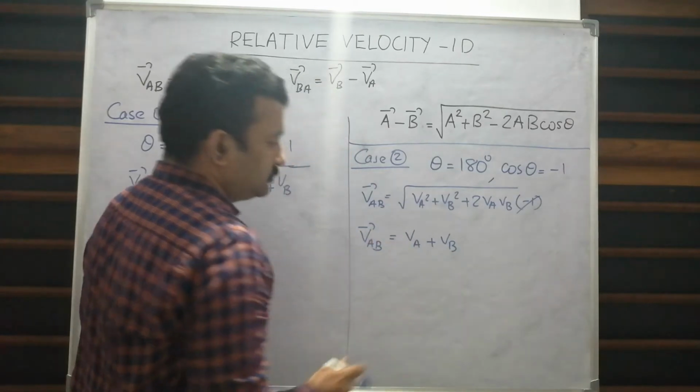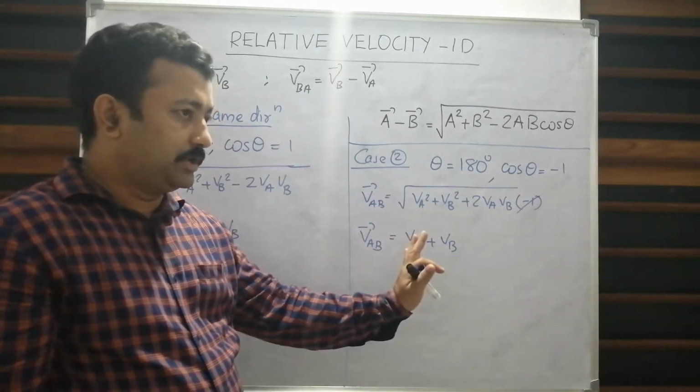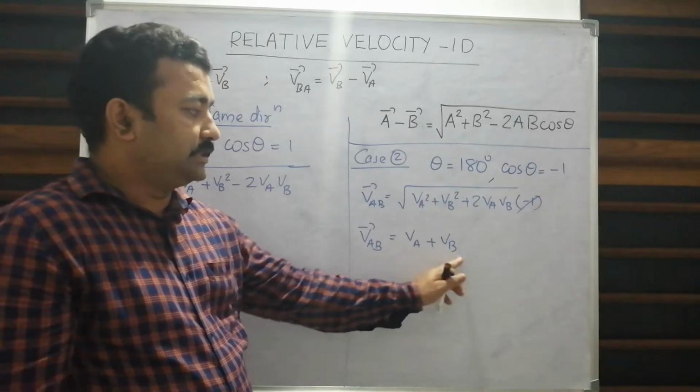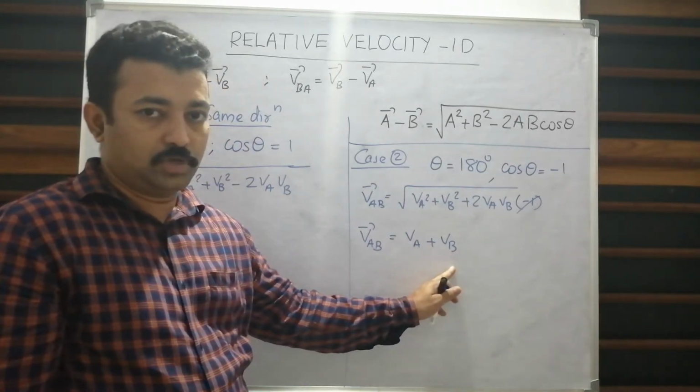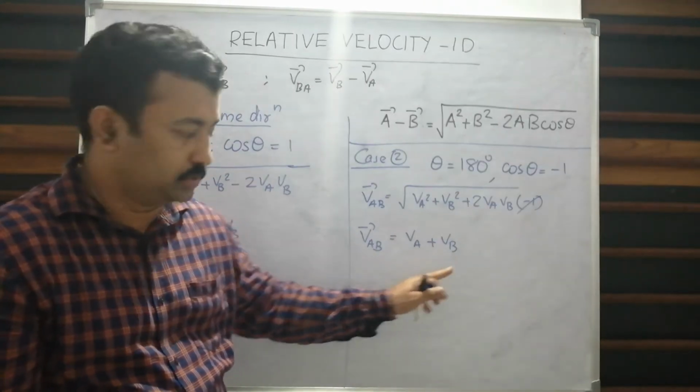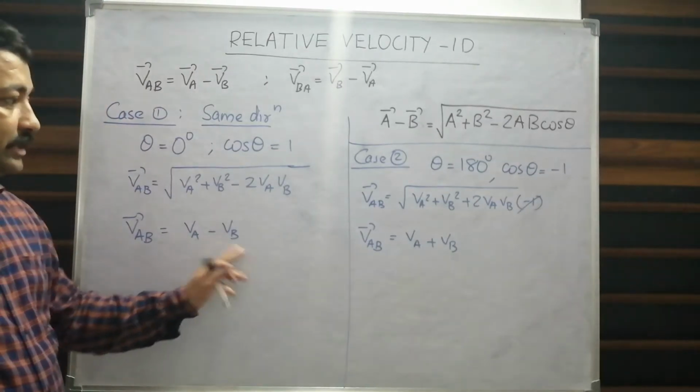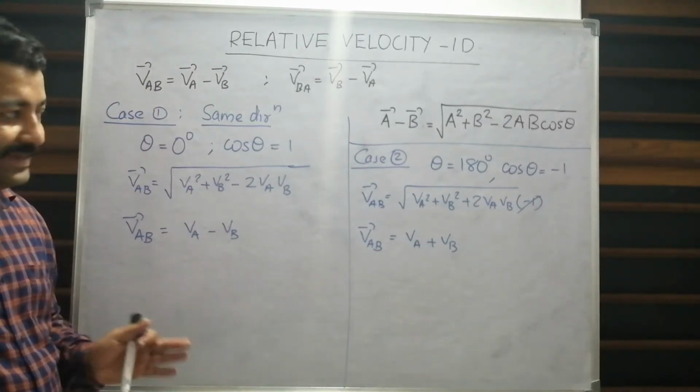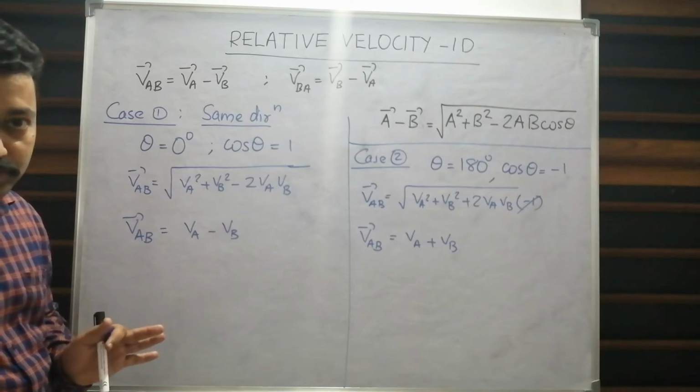We can conclude, we can avoid all the directions from here. Opposite direction, take the sum of the magnitudes. Same direction, take the difference of the magnitudes. That will give you the value for relative velocity.